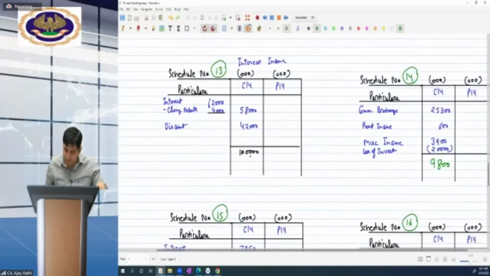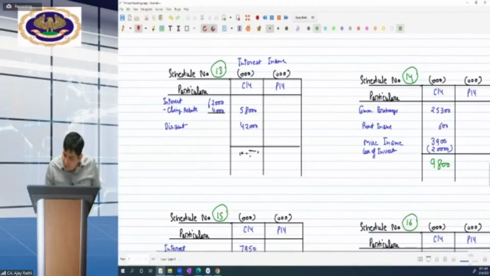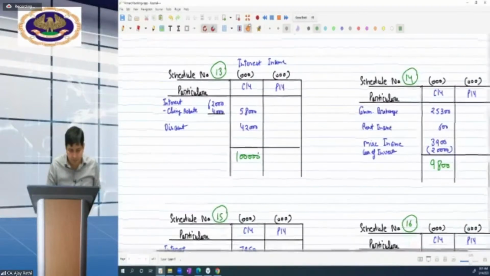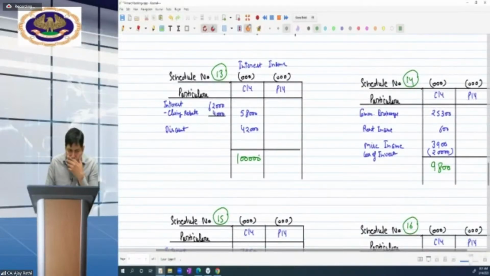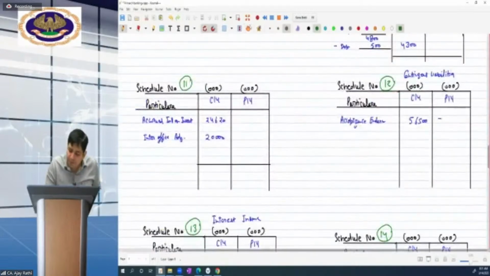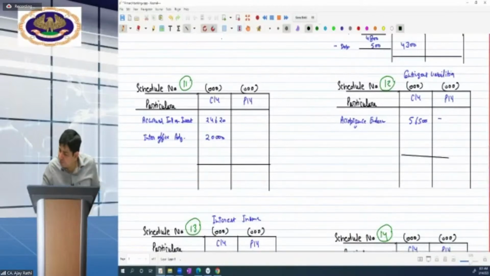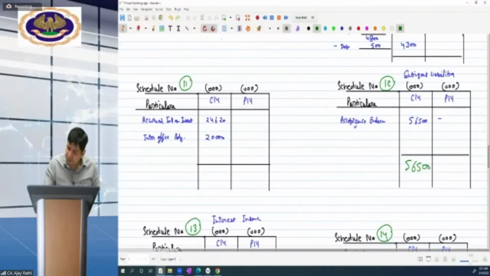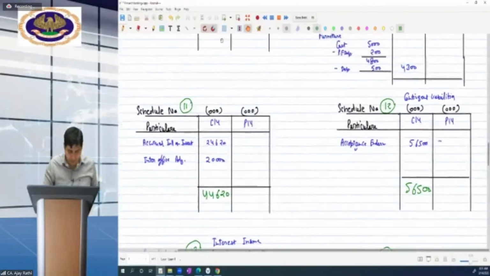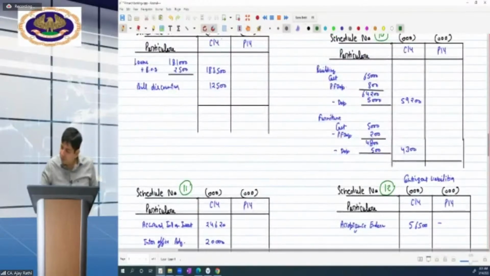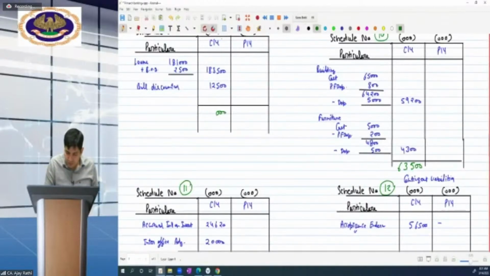Next one. Interest earned. That is 1 lakh. But at least we have to prepare the schedule. Okay. The format we must complete. 56,500. Next one is 44,620. 2 and 3 is 5, 9 and 4 is 13, 1 and 5 is 6, 5 and 5 is 10, 1 and 3 is 4, 2 is 6, 1 and 8 is 9 and 1, 96,000.